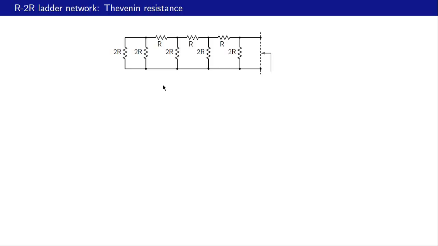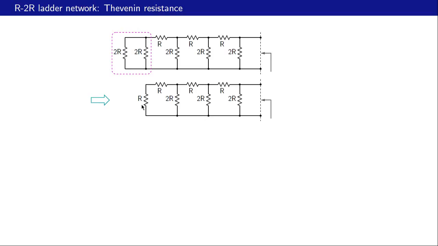Let us now find the Thevenin resistance of the R2R ladder network. In step number 1, we deactivate the independent sources, which we saw in the last slide. And after doing that, we get this network here. What we can do to begin with is to combine these two resistors. 2R parallel to R gives us R. So we get this circuit now.